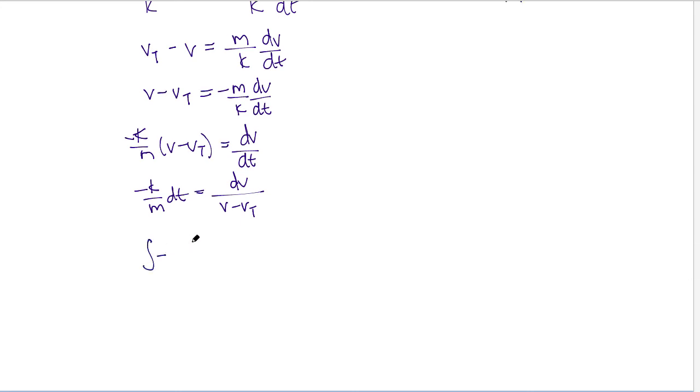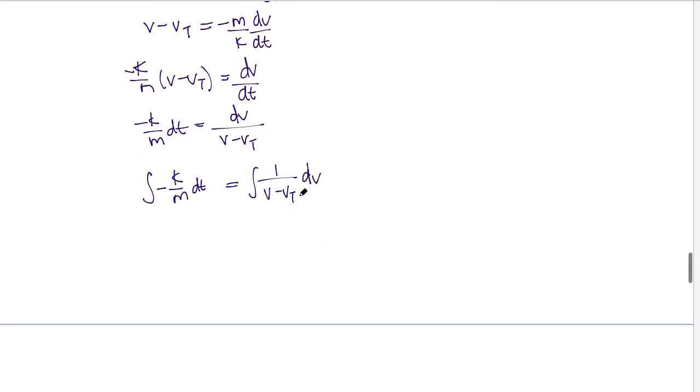So moving to integrate, we have the integral on the left of negative k over m with respect to t, and on the right, the integral of 1 over v minus v terminal dv. So I can pull the negative k over m out because those are constants, and I just have the integral from 0 to some time of dt. On the right, I can't make any simplifications. I have the integral from v initial, which is not 0, to some final v. And then that's going to be of 1 over v minus v terminal dv. So this part right here, you should be able to get to no problem.